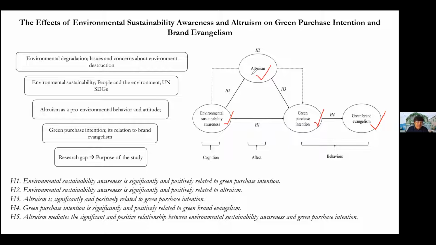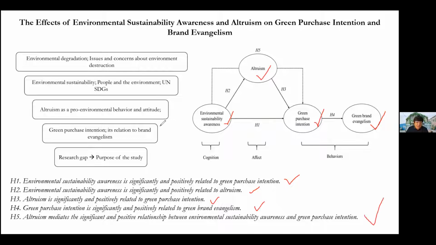We need to find studies that explain what environmental sustainability awareness is all about, the concept of altruism, the concept of green purchase intention, and the concept of green brand evangelism. Number 2, in the literature section, we need to justify all the hypotheses that you have identified.